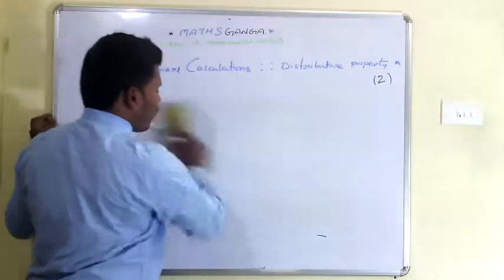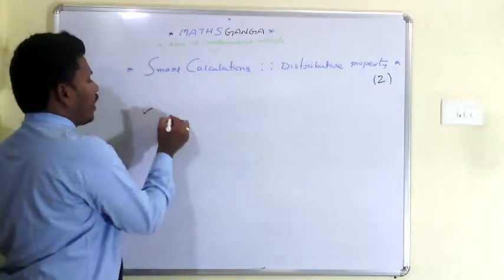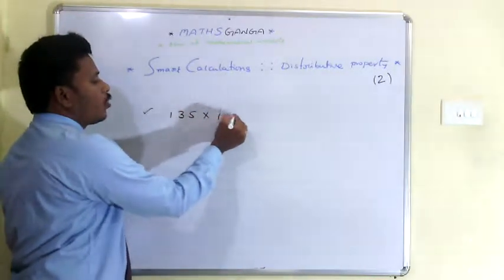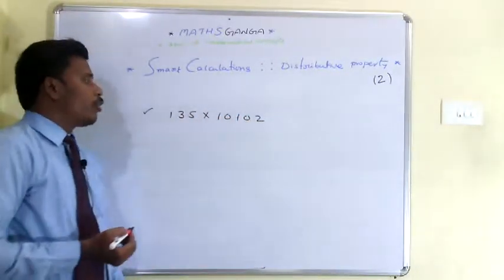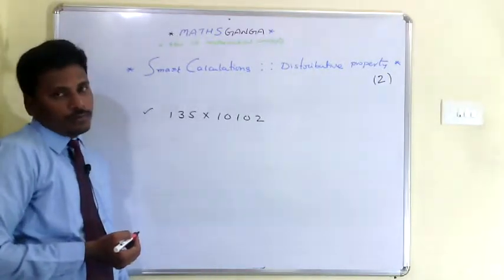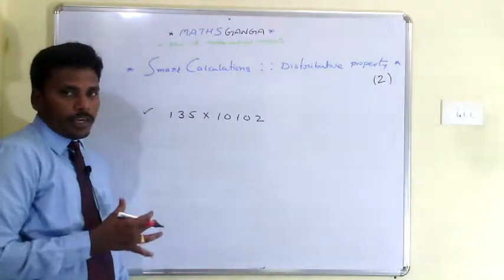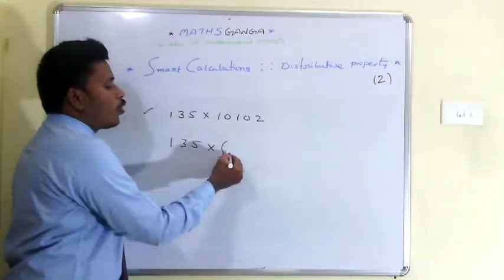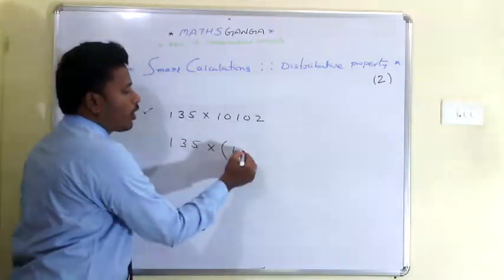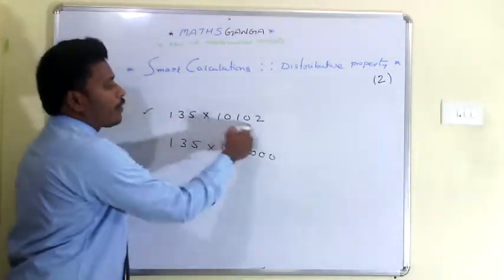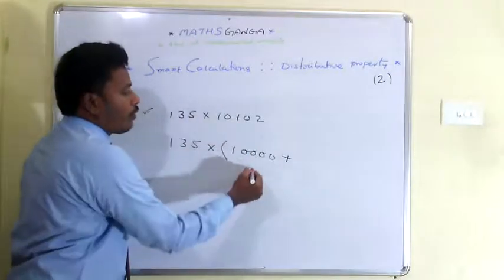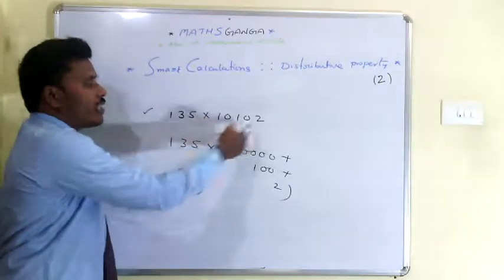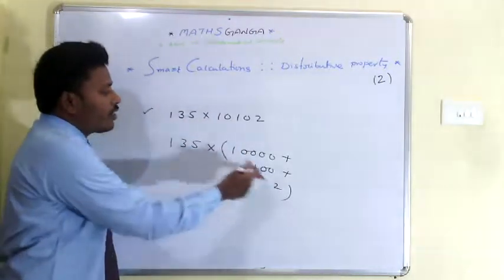For example, if I have a number like 135 into 10102, I need to multiply 135 into 10102. Without doing the actual multiplication, I will use the distributive property. How does it work? 135 into 10102 is nothing but 1 along with how many zeros? 1 along with 4 zeros, plus 1 along with 2 zeros, plus 2. So multiplying 135 with this number is nothing but multiplying 135 with this summation.